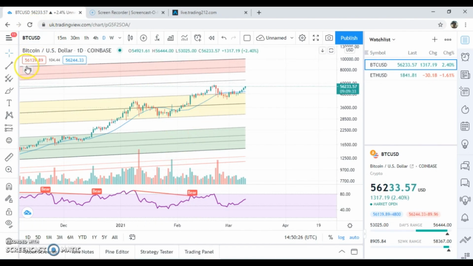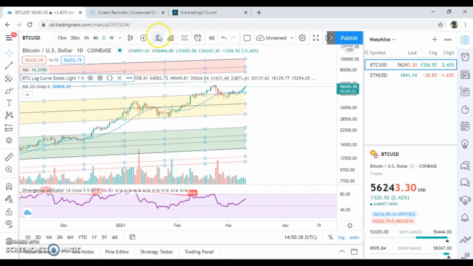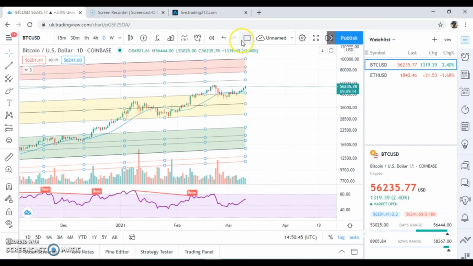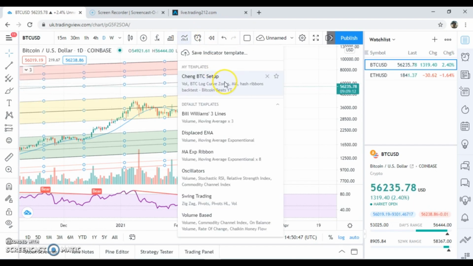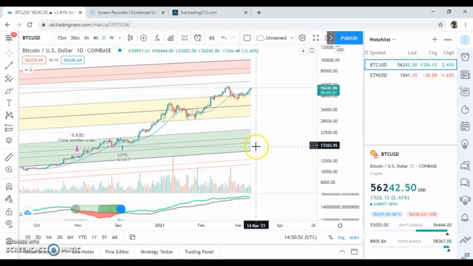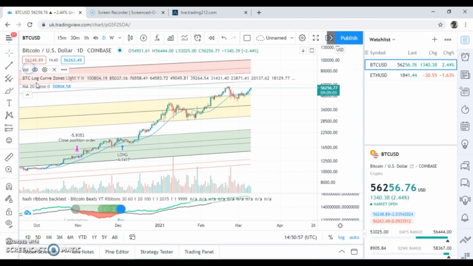So this one here, the rainbow colored channel, is the Bitcoin logarithmic curve zones. Okay, BTC log curve zone. If you just type that in on the indicators, it will come up. Another one you want is the MA20 on the close, and you could have this, but you don't necessarily have to. This is more just to get a general picture of what's happening. The other one is the hash ribbons, right? The Bitcoin hash ribbons, which is right here.